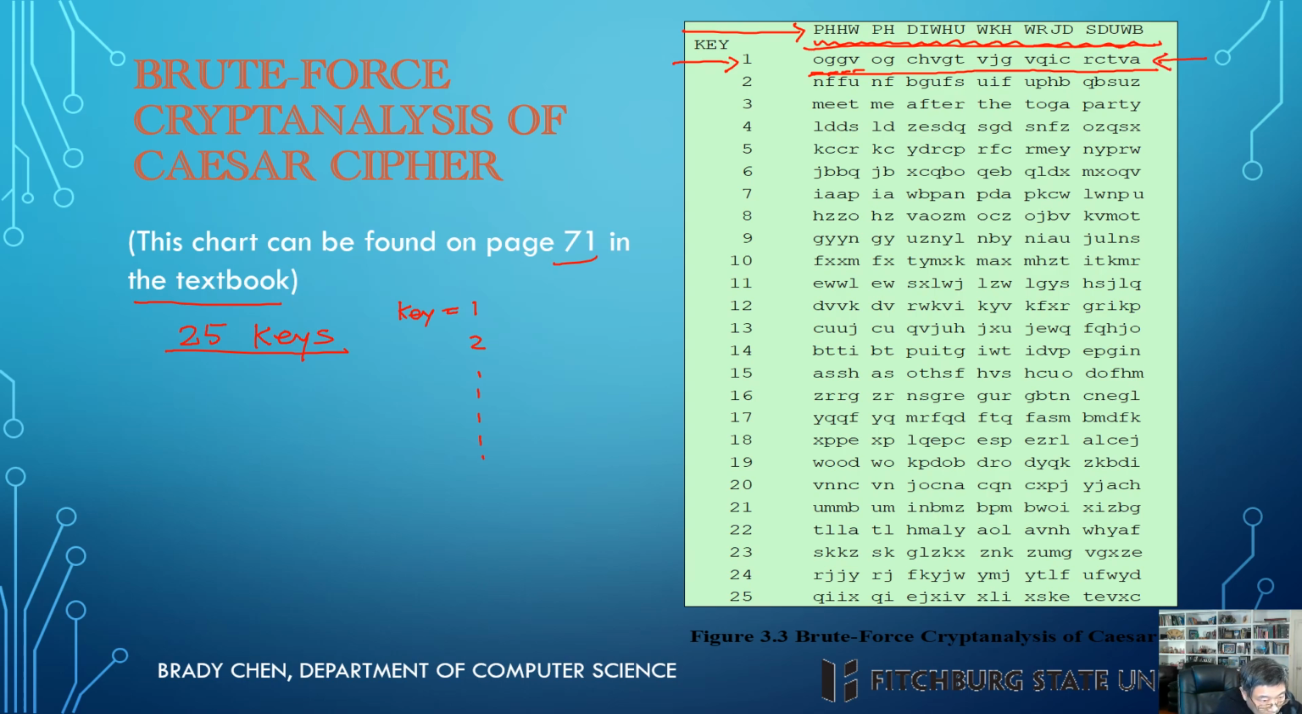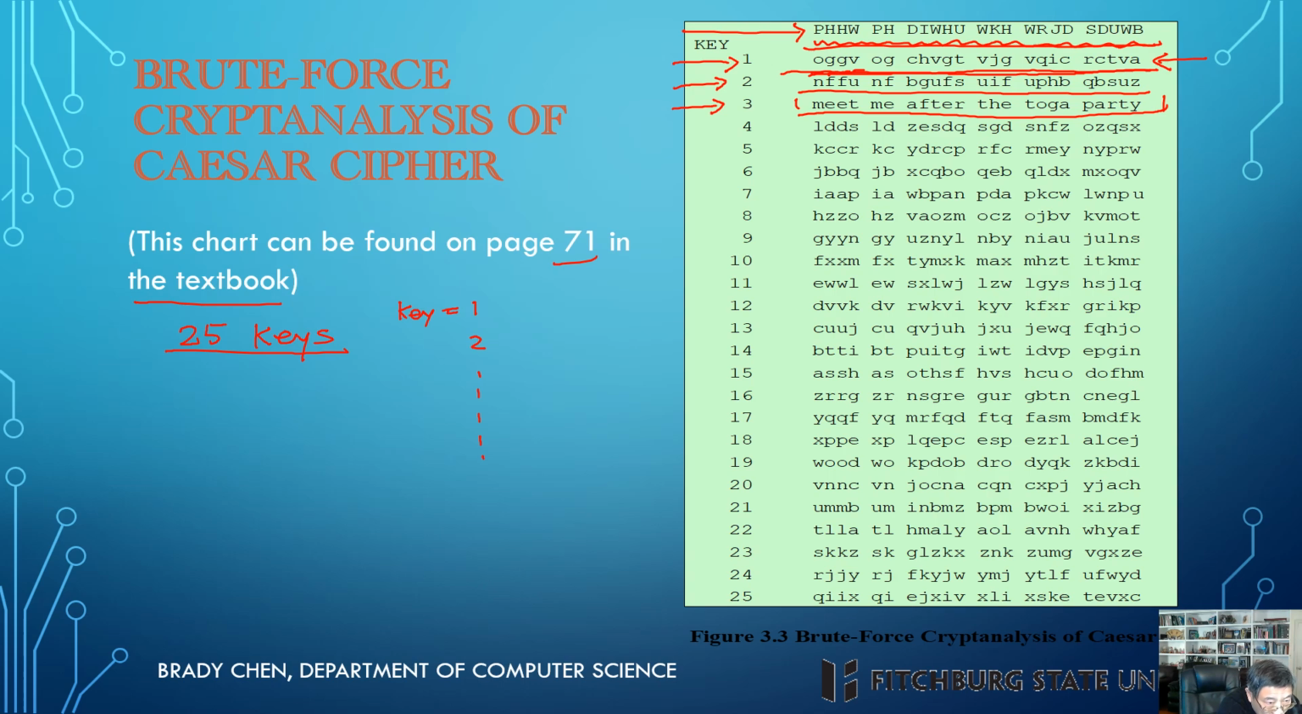It doesn't look like plain text, right? Because it's still unintelligible. Then we choose key equals 2, so we shift the original message to the left 2 positions, or we can shift the message above one more position to the left, right? So we got this. And then with key equals 3, we shift it to the left 3 positions, and we got this message.